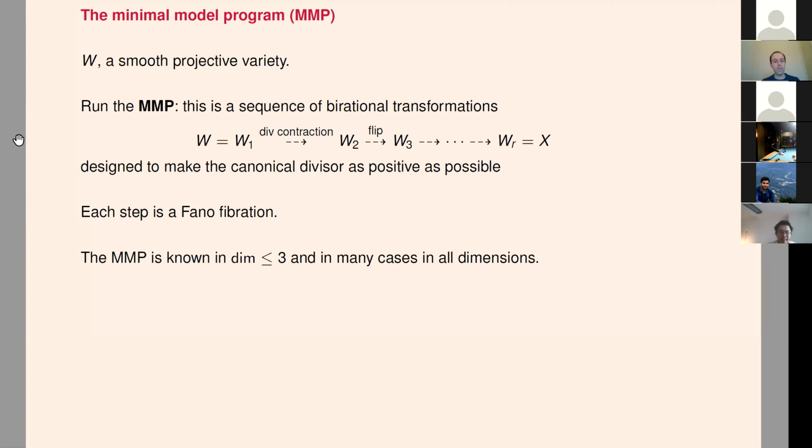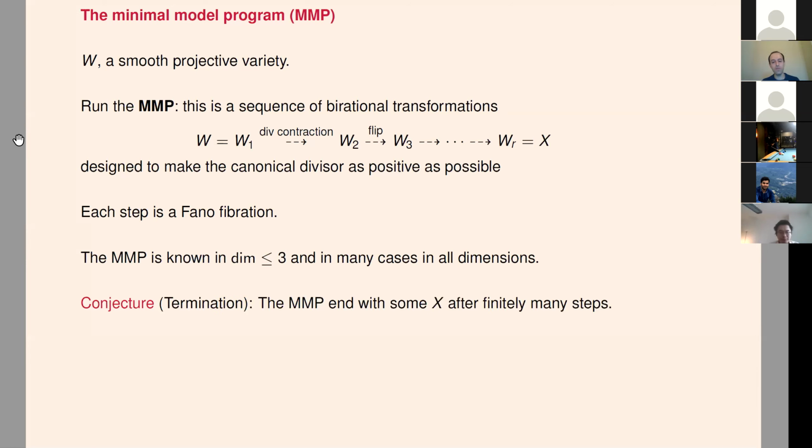The MMP is known in full generality up to dimension 3, but also in many cases in higher dimension. But still, even in dimension 4, we still have a lot of unsolved problems. Now, one of the problems with this program is that we don't know whether it stops after finitely many steps or not. We know that we can run the program, but we don't know whether it terminates or not. And this is the so-called termination conjecture. This is still open in dimension 4 and higher.